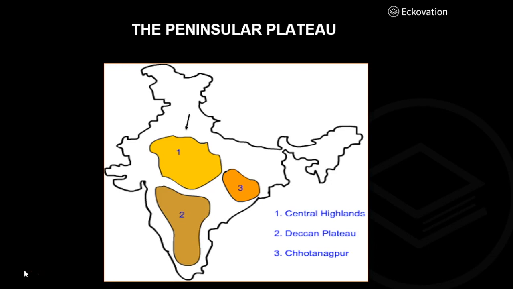First, we have the Central Highlands. They lie in the north of the Narmada River and cover the major portion of the Malwa region. The rivers in this region flow from southwest to northeast, which indicates the slope of the region.